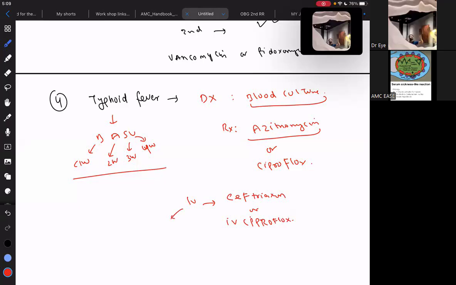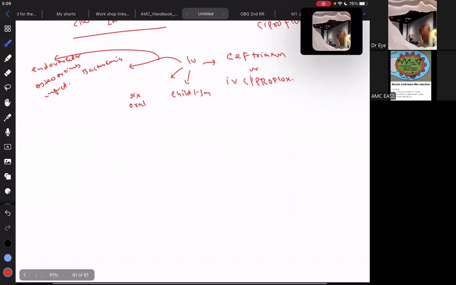Also, if the patient cannot take orally, we can go for IV. If the patient is a child of 1 to 3 months, of course they cannot take orally. If there is bacteremia, if there is involvement of endovascular infection, or the patient has osteoarticular infection, that's it. Fifth one, Campylobacter.